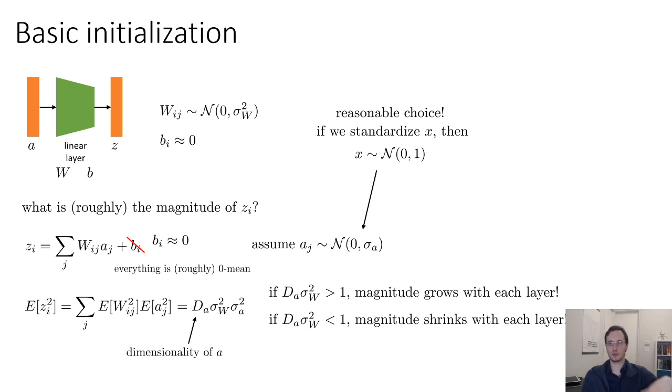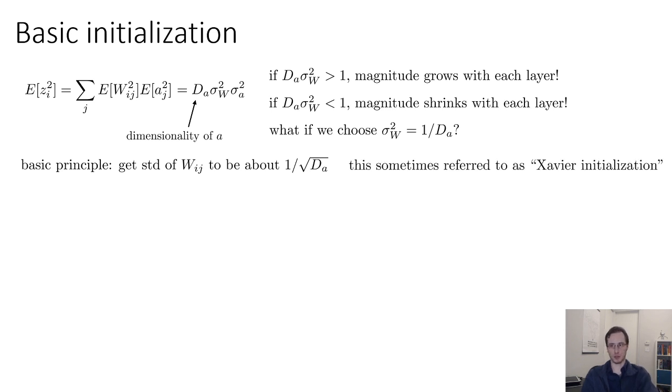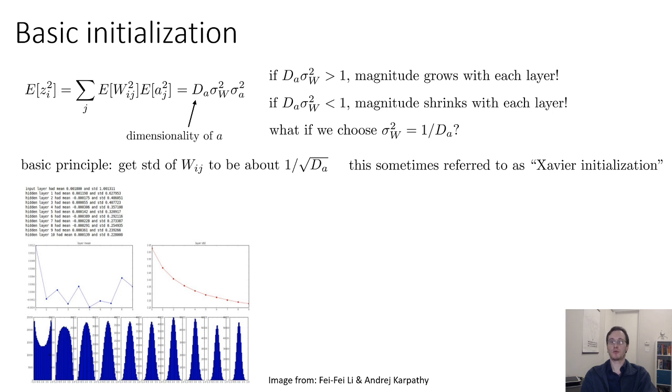So if we want the magnitude of the activations to stay about the same layer after layer, we need to somehow make sure that dA times sigma w squared is about 1. So one thing we could do is choose sigma w squared to be 1 over dA. Or, equivalently, choose the standard deviation of the weights to be 1 over the square root of dA. So the basic principle is that we just need the standard deviation to be 1 over the square root of the dimensionality of the incoming vector. This is sometimes called Xavier initialization, and it actually tends to work pretty well.